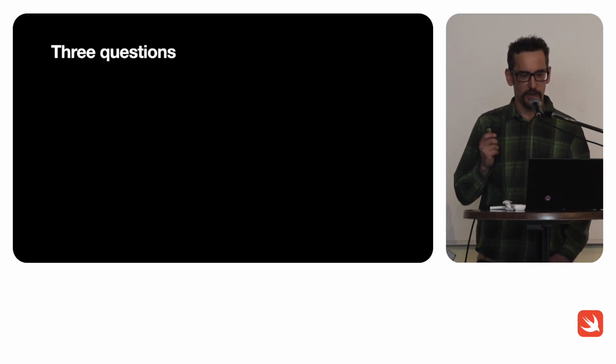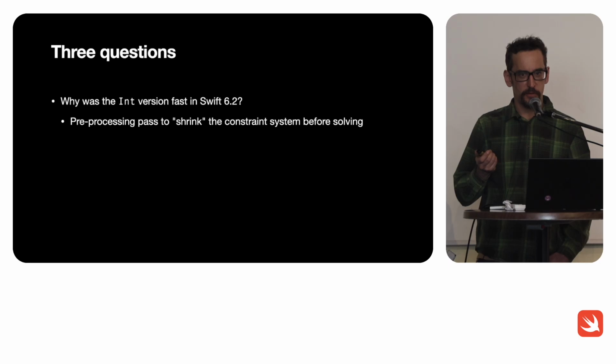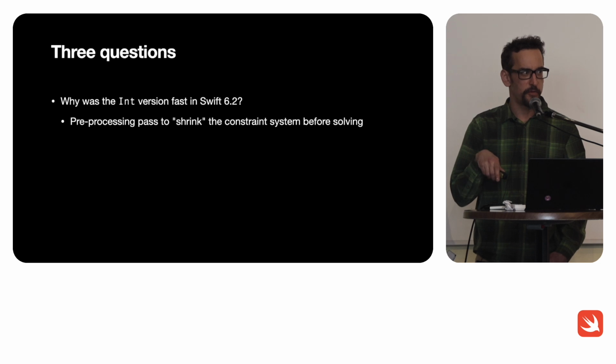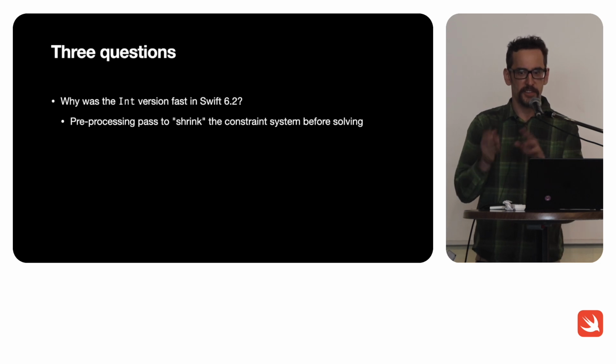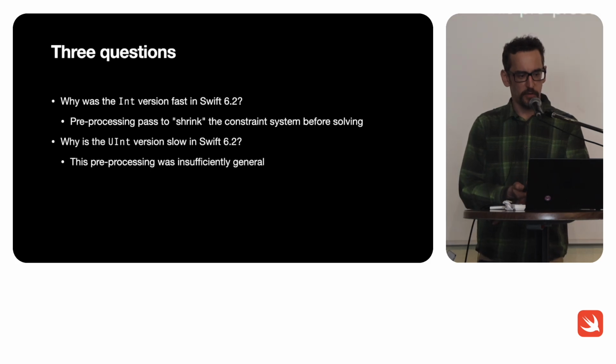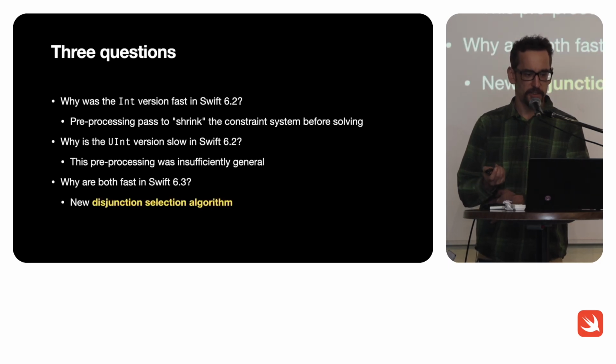But it raises 3 questions. So, the Int version was fast in 6.2 because in 6.2, it did this kind of pre-processing of your constraint system before it started solving to try to guess certain things up front. And the UInt version is slow in 6.2 because this pre-processing was insufficiently general. And 6.3 gets rid of that, and there's a new disjunction selection algorithm. So what does that mean?